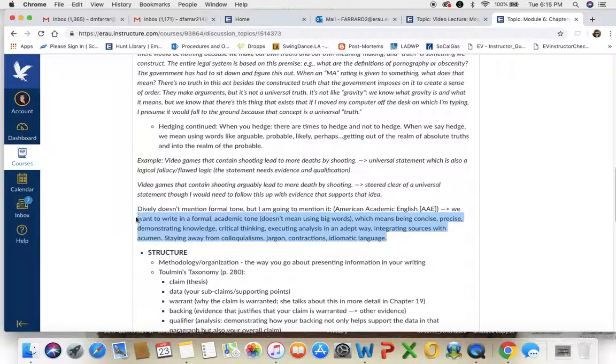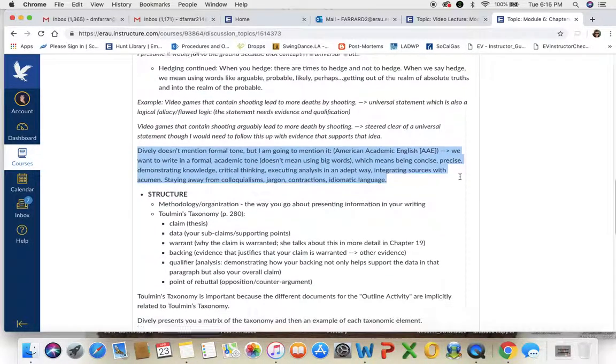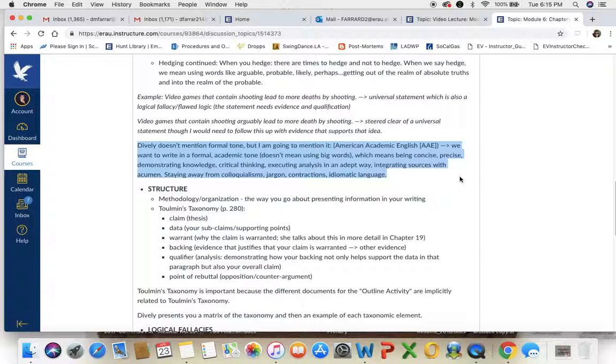One thing that Dively doesn't mention, but I want to bring up, is this concept of formal tone. It's what we call American academic English. We always want to be writing in a formal academic tone. This does not mean using big, multi-syllabic words. It just means being concise and precise. In particular, it means staying away from colloquialisms, jargon, contractions, and idiomatic language.